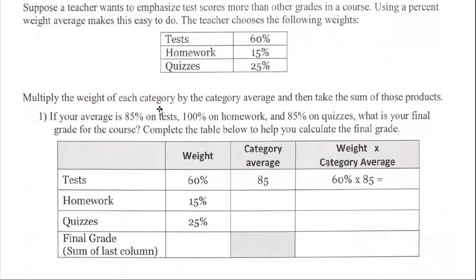Multiply the weight of each category by the category average and then take the sum of those products. If your average is 85% on tests, 100% on homework, 85% on quizzes, what is your final grade for the course? Complete the table below to help you calculate the final grade.